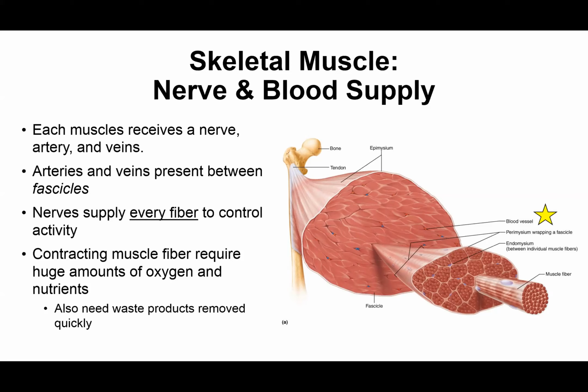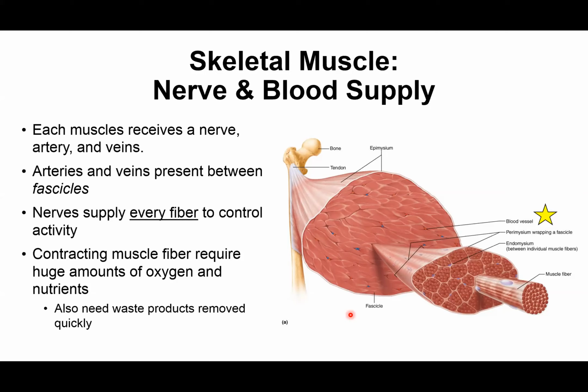Arteries and veins are present between what are called fascicles, and essentially a fascicle, so this whole pulled out section here, the entire thing is a fascicle, and there are multiple fibers inside of one fascicle, and there are multiple fascicles inside of a muscle. So in between these fascicles, which you can see these little blue dots in this picture, well, hopefully you can see them, is where we're going to find arteries and veins.